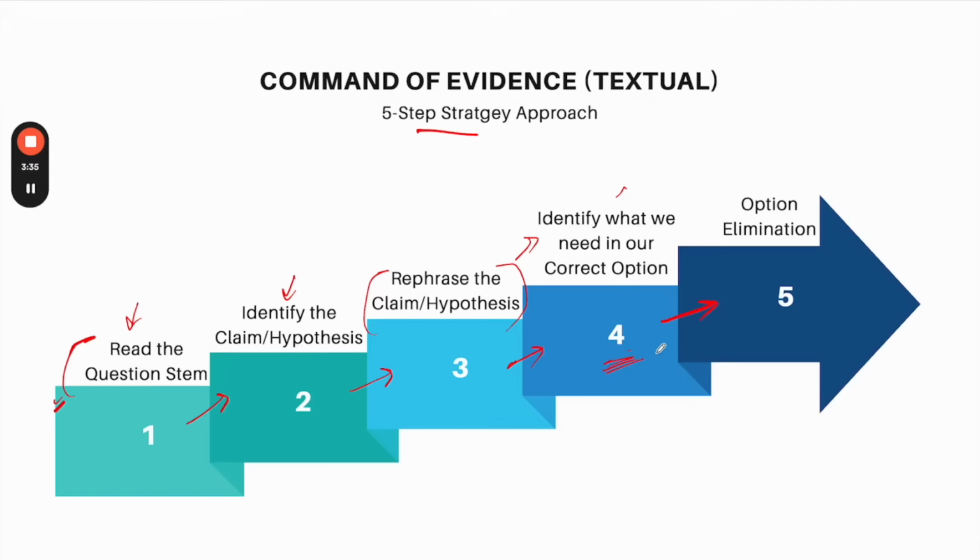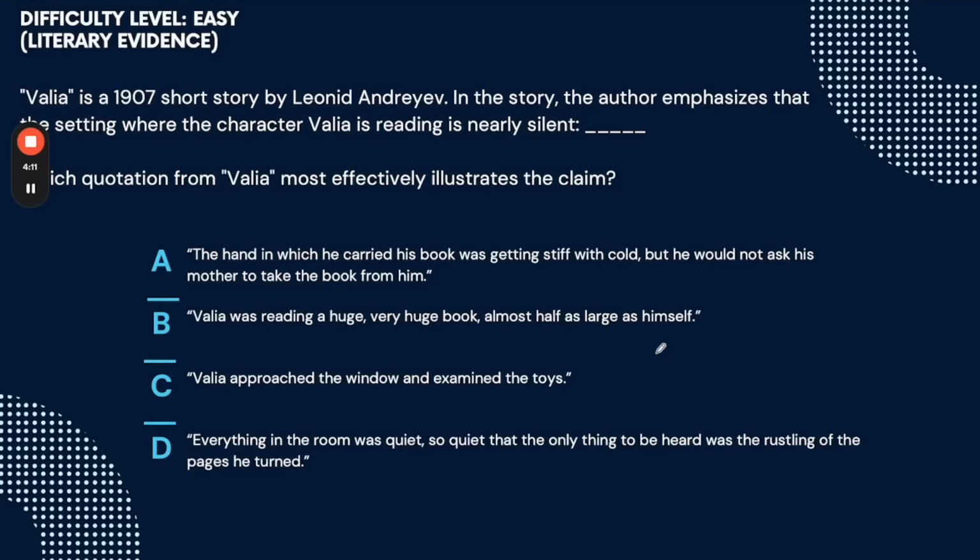Now, this 5-step strategy approach looks simple, correct? It looks like you can definitely follow it. But what you need to know is how to implement all these steps. When you look at a question, how do you go about implementing all these steps is what we need to learn. So the next few examples that we are going to see are going to tell you more about how to implement these steps. Let us go ahead and take up our first example.